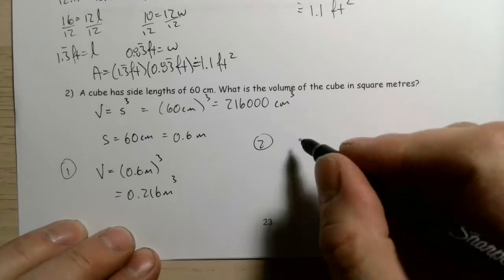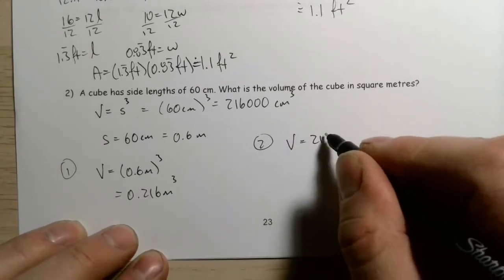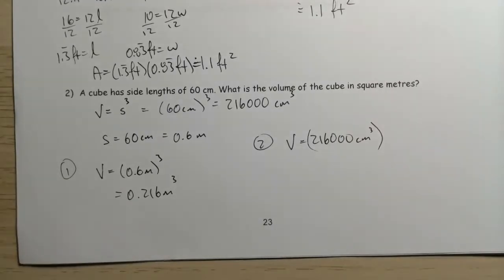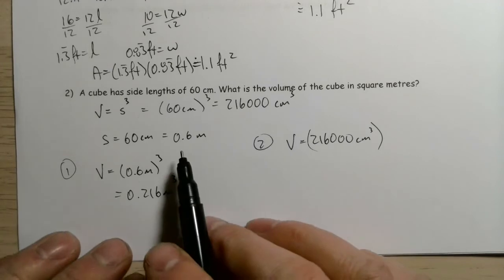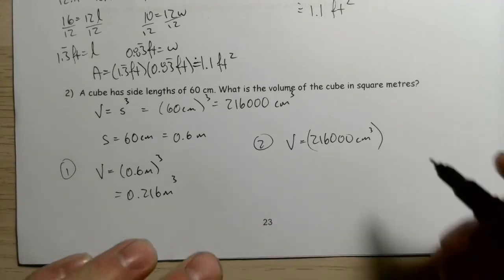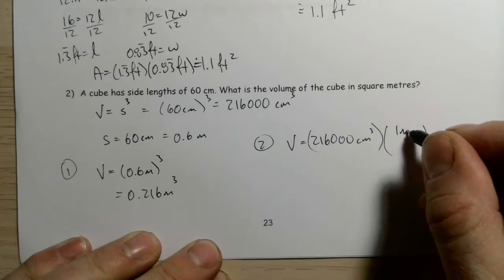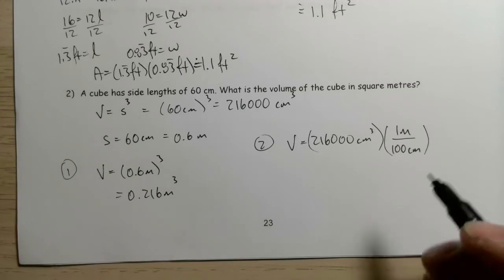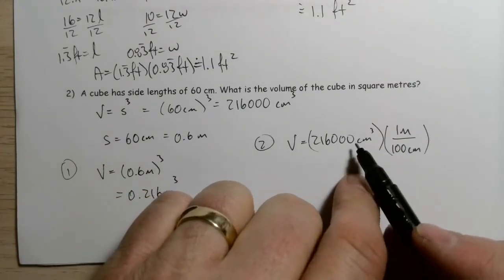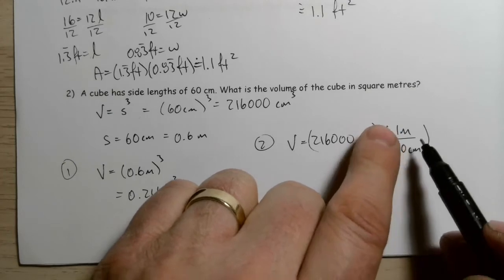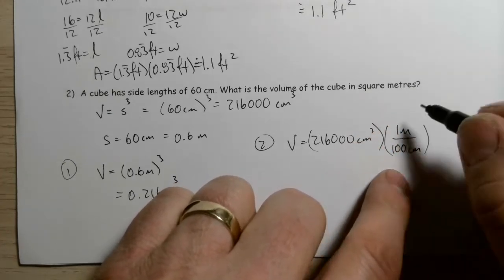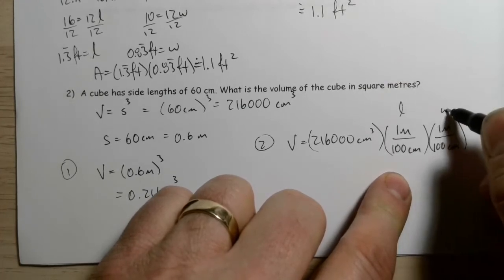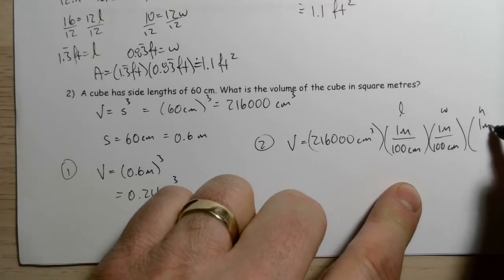The second method, I'm going to look at my volume here, 216,000 centimeters cubed. But this time I'm going to multiply by the conversion factor. I know that in 1 meter there are 100 centimeters. I put my centimeters in the denominator because I want them to cancel. This centimeters right here is in the numerator, so they'll cancel, but only one of them will cancel. This is my length. I've got to do the same thing for my width, and the same thing for my height.